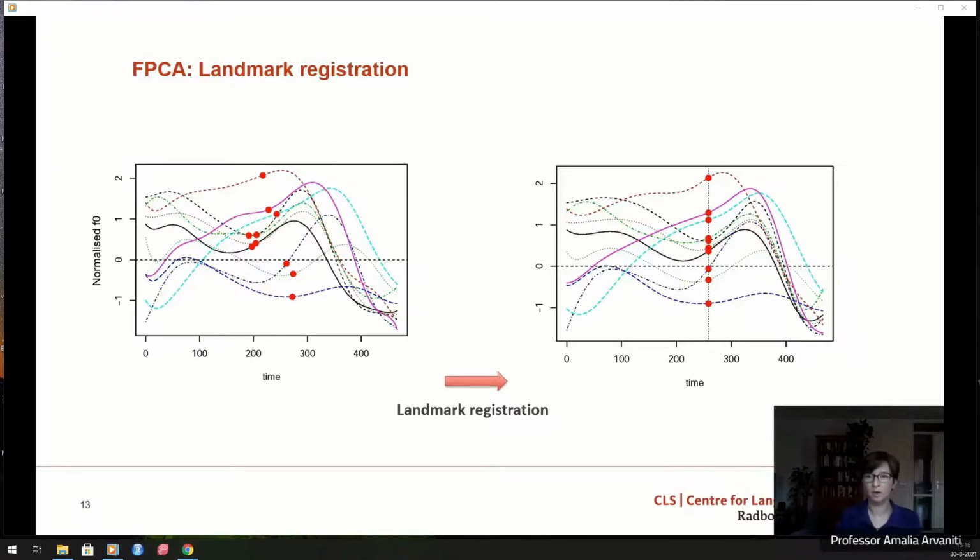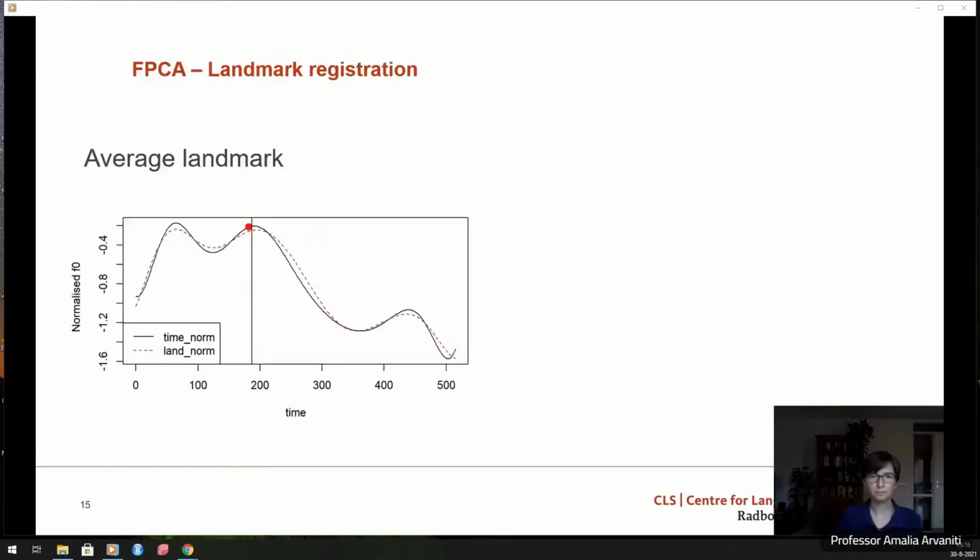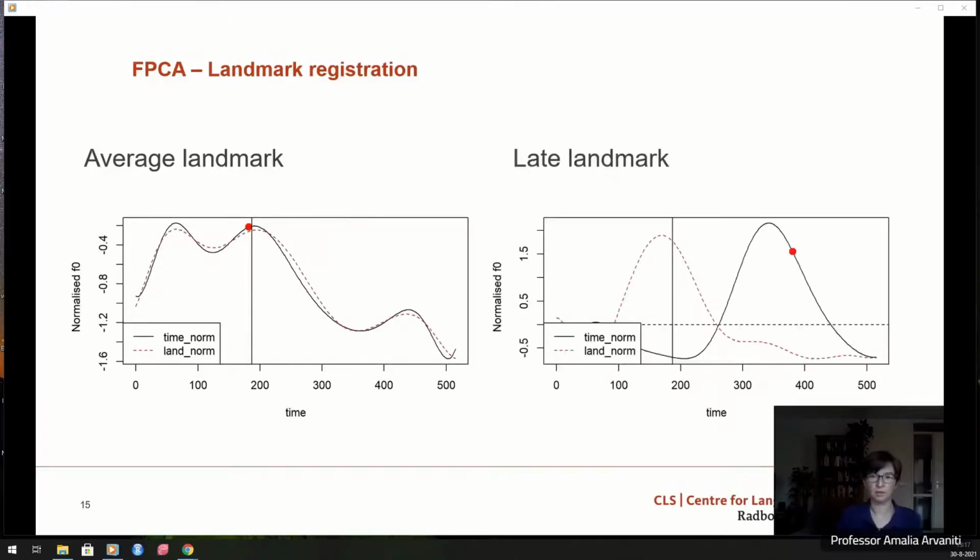And on the next slide, we're actually going to see another example. So here in black, we have the time normalized curve with the red dot indicating the landmark. And the red dashed line is the landmark normalized time. And you can see that if the landmark is close to the average time of the landmark, the curve doesn't change much. And if we look at another example, here we see that the landmark occurs relatively late compared to the average landmark. And you can see how the curve is shifted and there is a tail at the end.